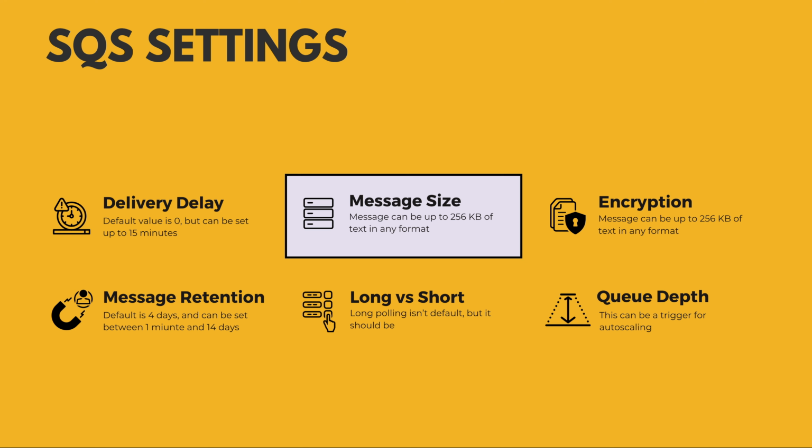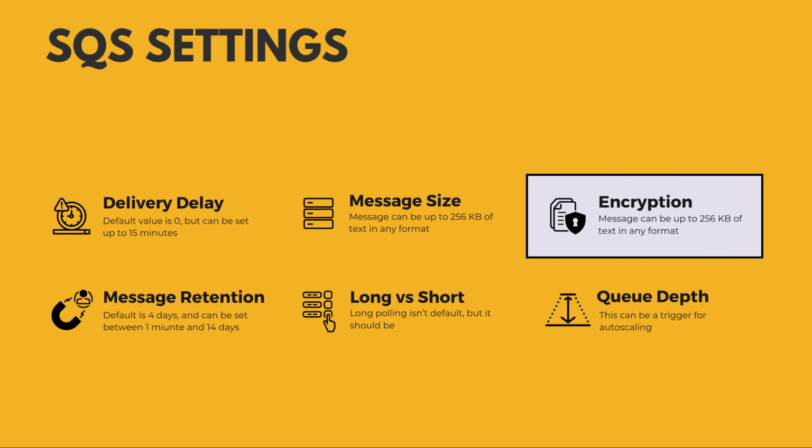Next one is message size. And it's another important setting. Now, by default, you can post a message up to 256 kilobytes of text in any format. This is a crucial number to remember, okay? The format doesn't matter. It could be a JSON, a YAML file, or plain text, but the maximum size is 256 kilobytes. Though you can adjust it down, but not above 256.